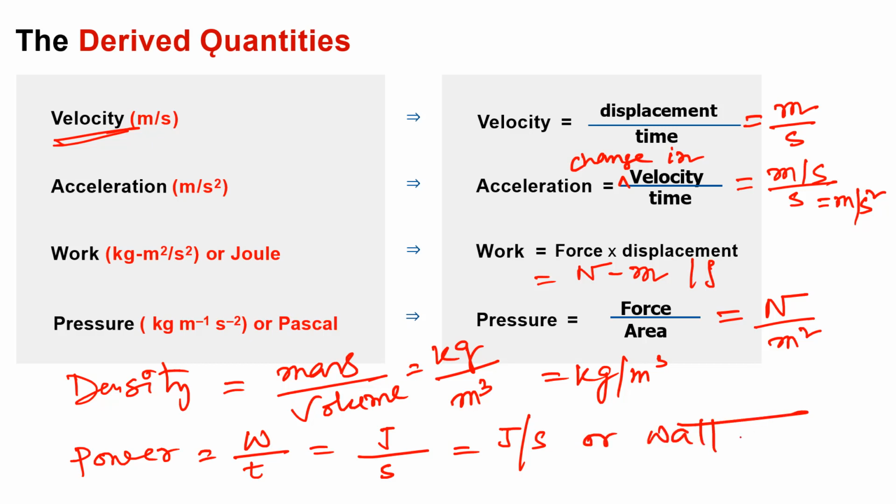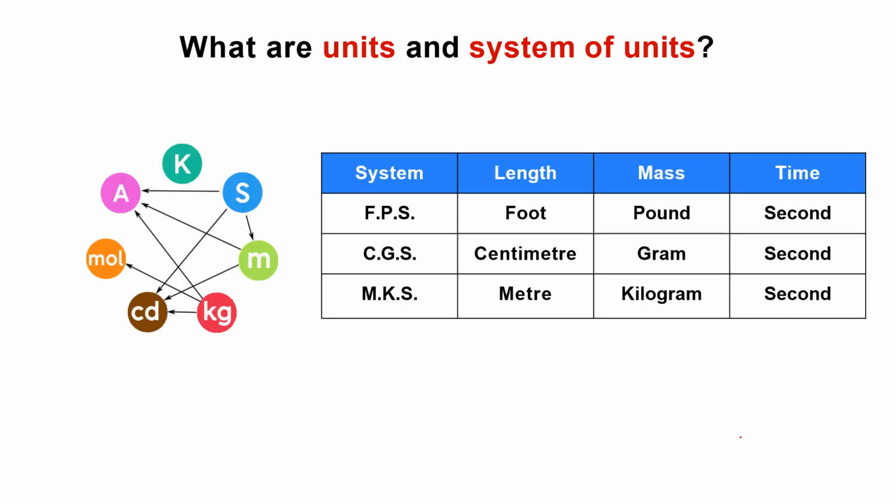Okay, I hope these examples are clear: velocity, acceleration, work done, pressure, density, power. Okay, all clear up to that? If you have any doubt, you can ask me personally, otherwise you can ask me in the group also. Not an issue. Okay, so now there are the units and the system of units.